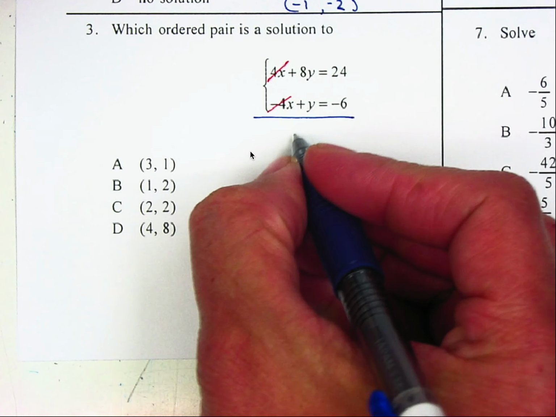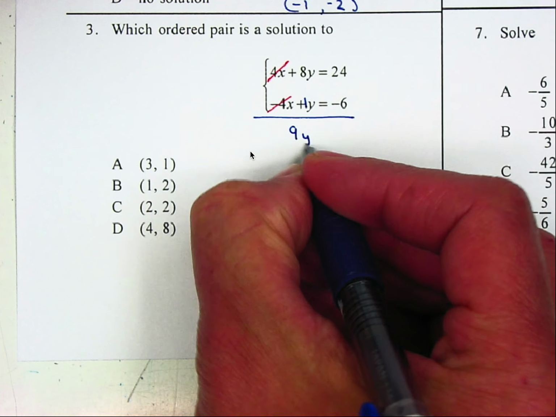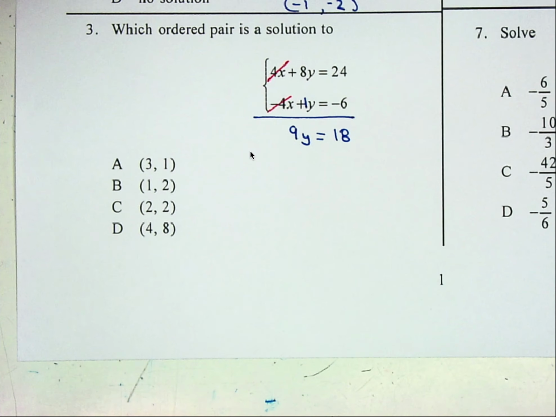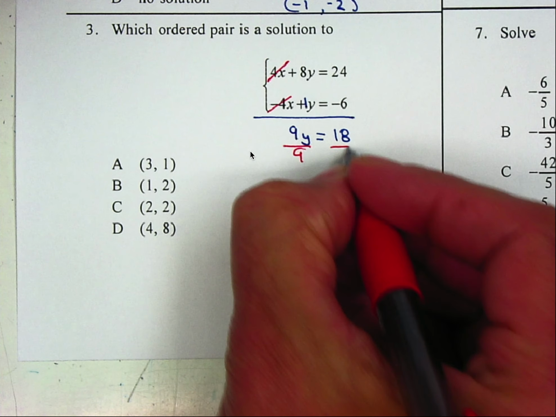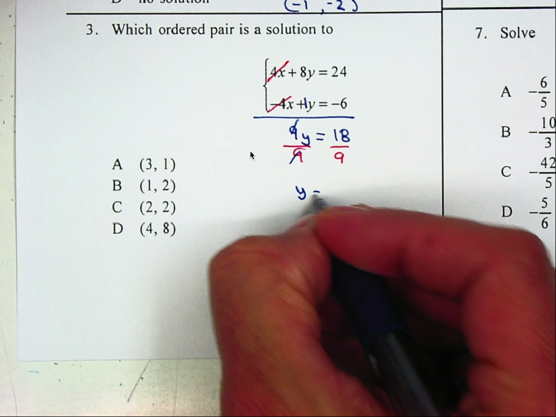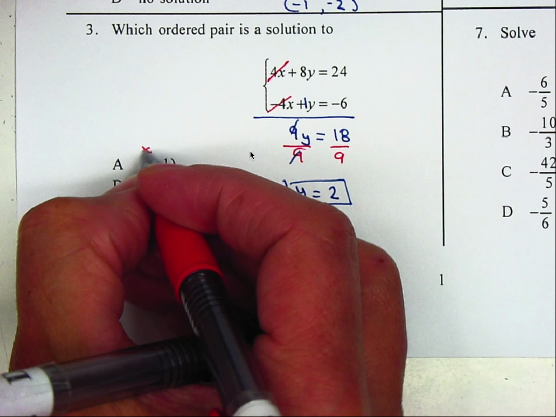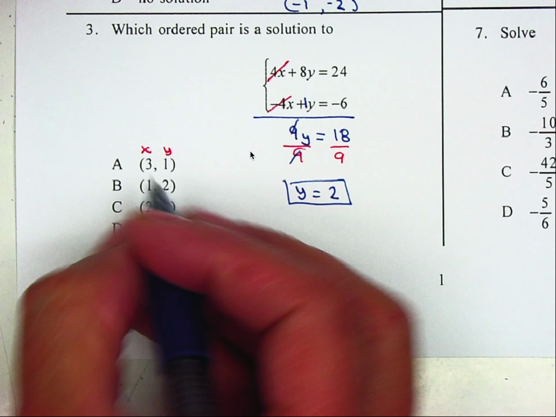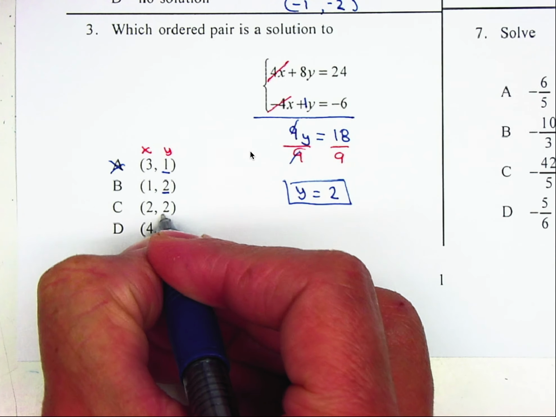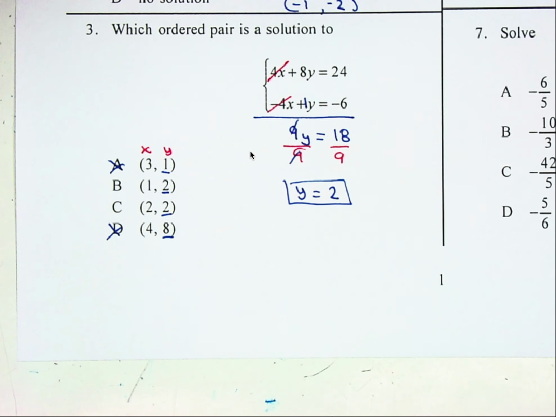So we just have 8y plus 1y will give me 9y. 24 minus 6 is 18. Divide by 9, divide by 9. The 9's cancel, so y is equal to 2. This is the x, and this is the y. So the y value is 2, so A cannot be an answer, B is fine, C is fine, D cannot be an answer. So we just need to be able to find the value of x.